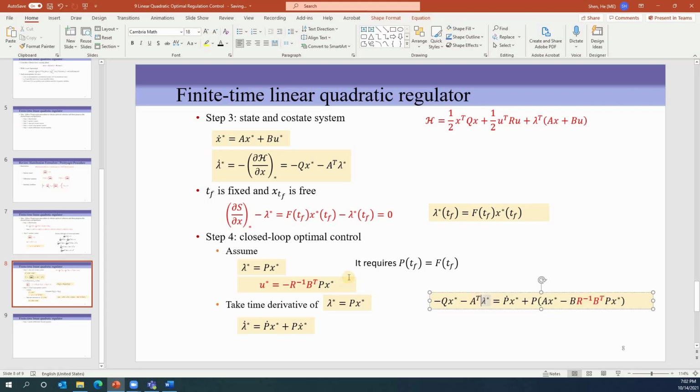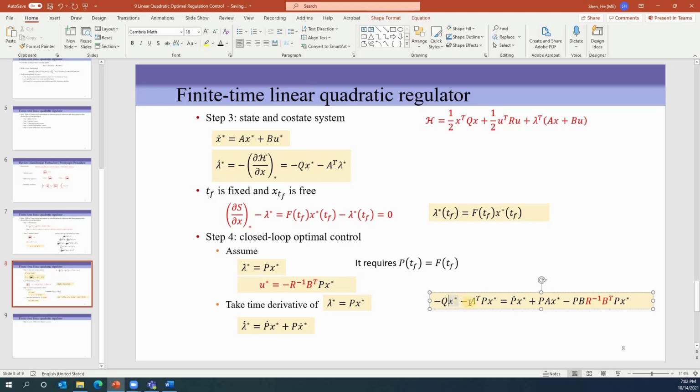And what else? This is lambda. Lambda is P times X. So replace this by P times X. Let's see what do we have. So let's put this out. This will be two terms. So we put a P there. So this will be P times that. And then we can move this out of the parentheses. That will give us that.